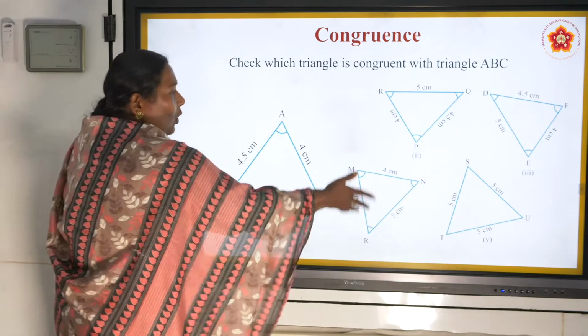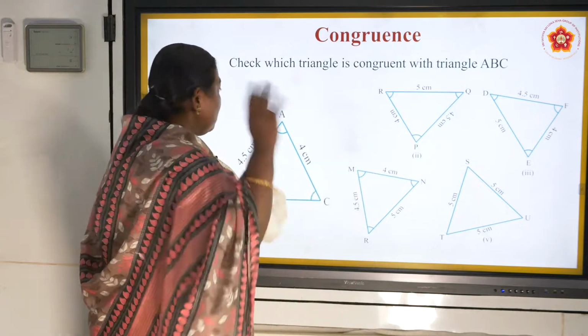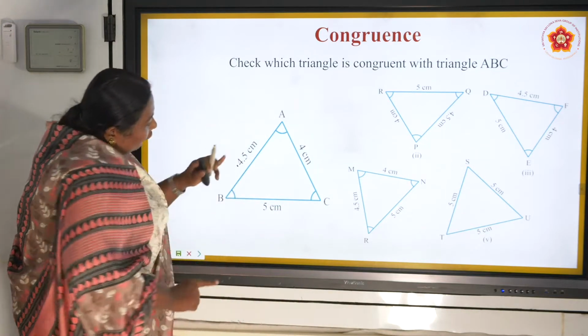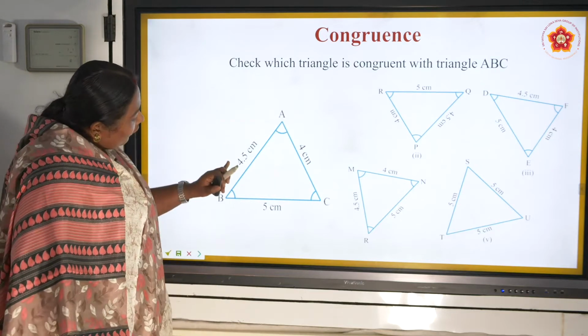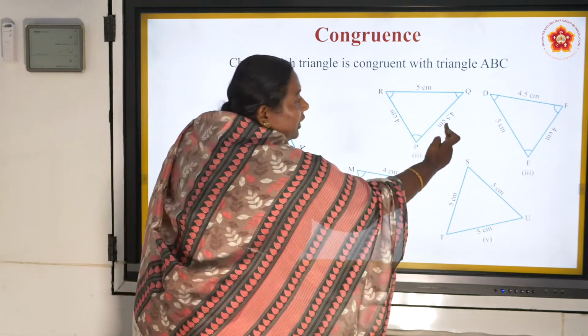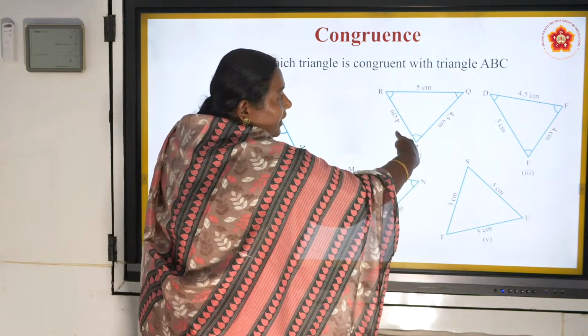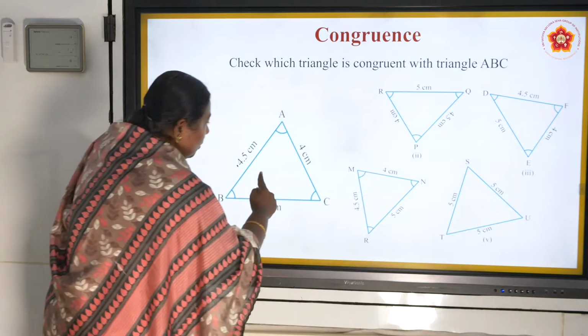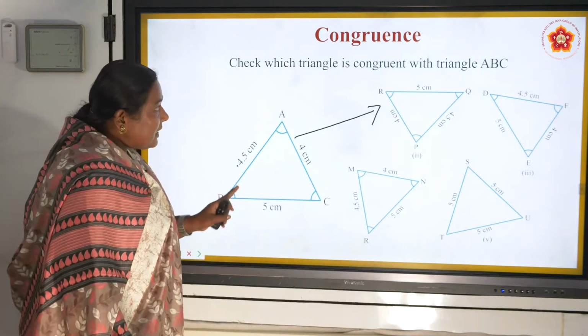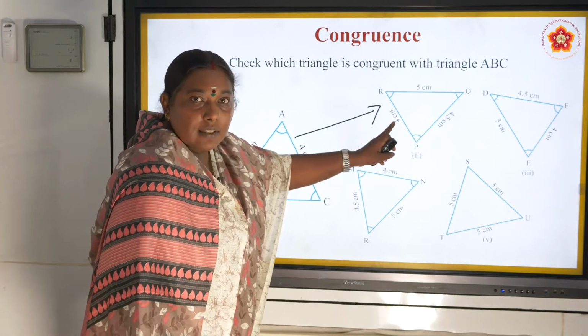A, B, C, P, Q, R, M, I don't care about the names. So we are going to see only the sides. Here 4.5, left side is 4, right side is 5. Let us see where it is. Here also 4.5 is there, left side is 4, right side is 5. So I can relate ABC with PQR. Yes.